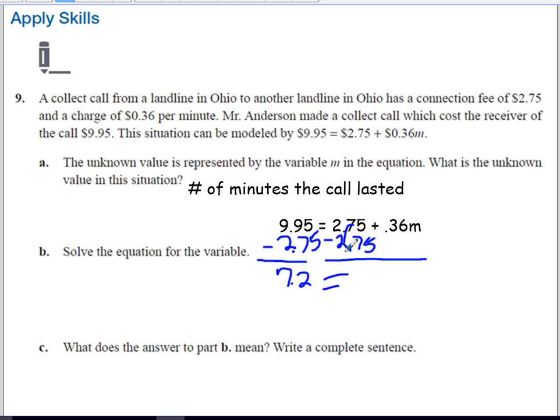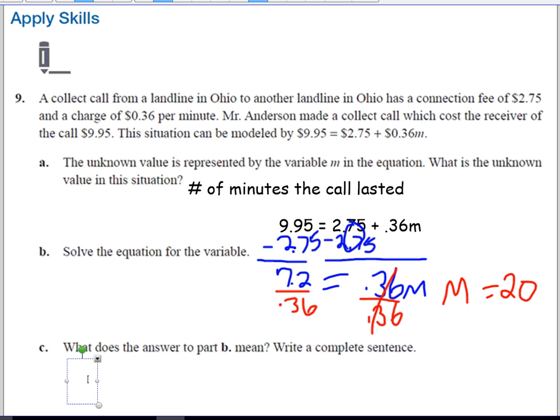And then on this side, that's gone, and we're left with the 0.36 M. And so then we get rid of our multiplication by dividing. So we're going to divide both sides by 0.36. And so when we do that, we see that M equals 20. And so what this means is the phone call lasted 20 minutes.